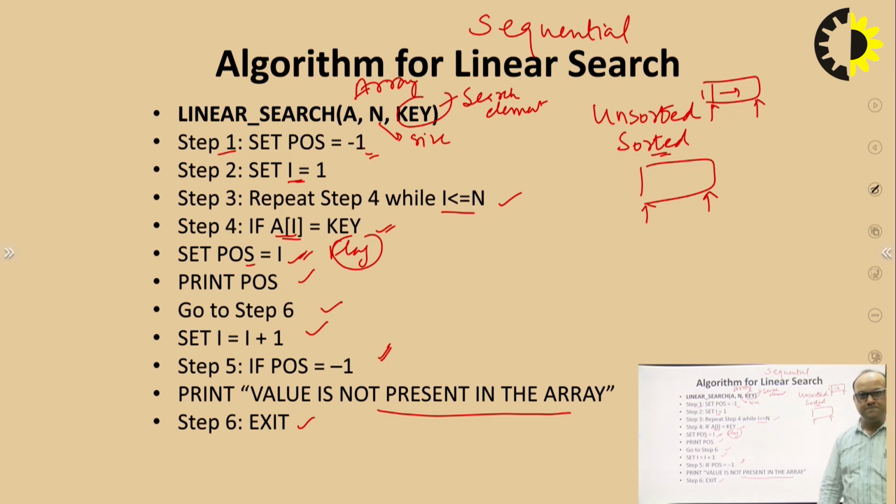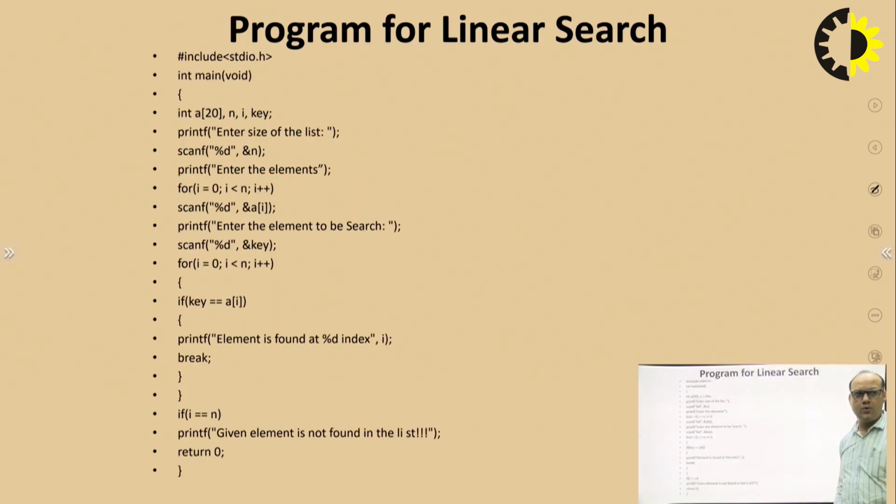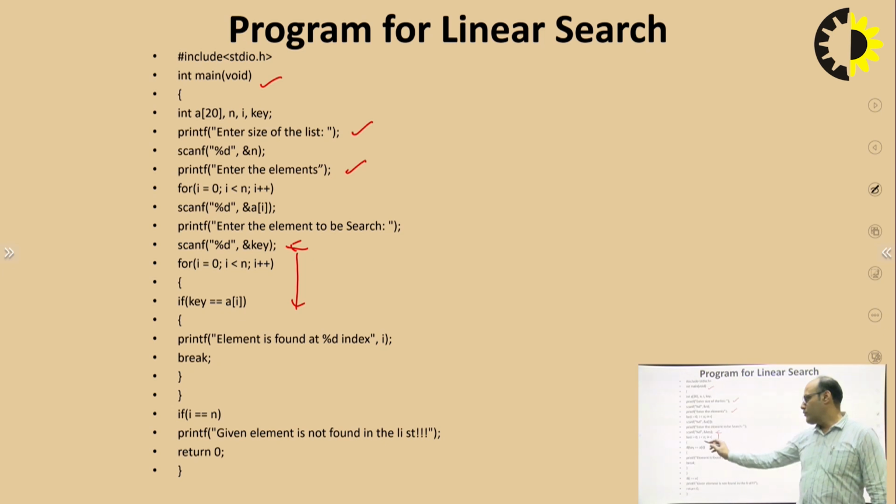Okay, students, this is the program in C. For your brief, firstly I write the main function. I have declared the variables. I will ask for the size of the list, enter the elements in an array, then input the value which I want to search. Then the loop will execute. From here the searching will take place. The for loop will start from 0 with I plus plus.